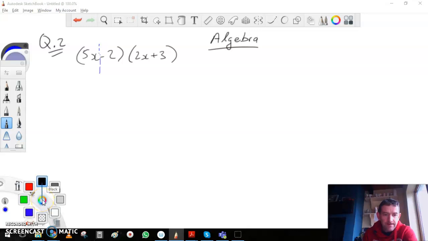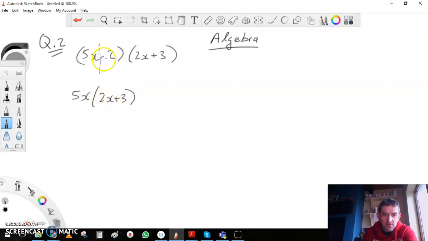And then I take this 5x and I'm going to multiply it by the second bracket there, 2x plus 3. And then you see the other side of this blue line there's a minus 2, so I'll bang in the minus 2 there. And then I have 2x plus 3 over here. And now I've broken it down into two easier to do calculations.